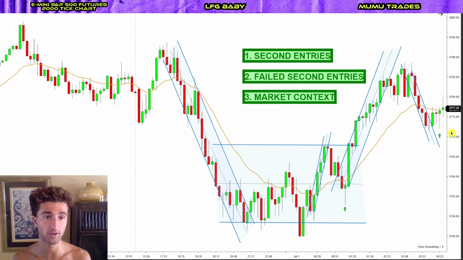As we see this signal bar here, not only is it below the EMA, but look how many bars are stacked up. So that comes with rule number 3. You only want to take these entries in the right market context. This is not a great market context.